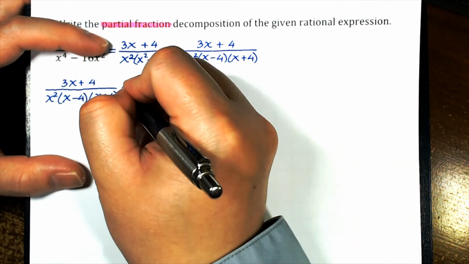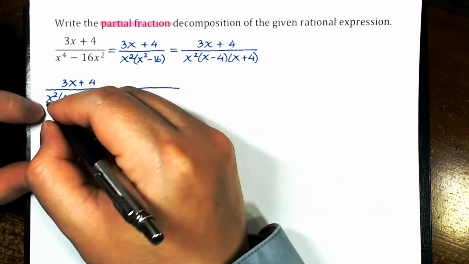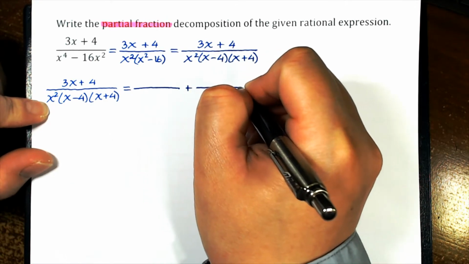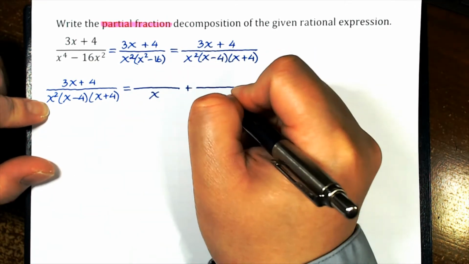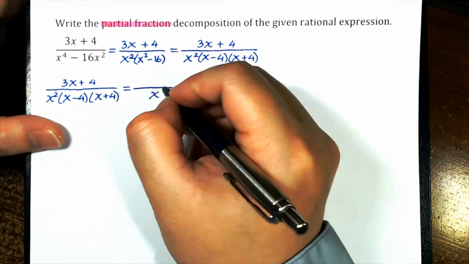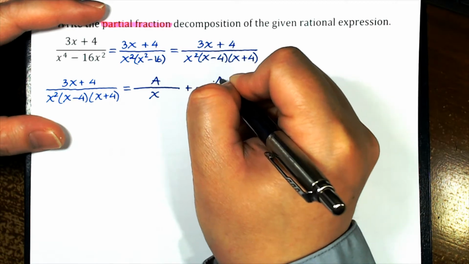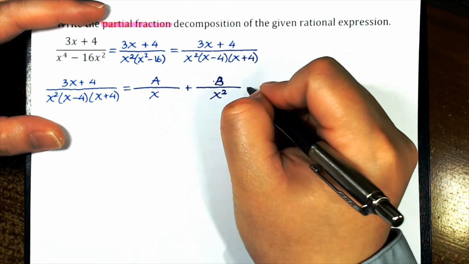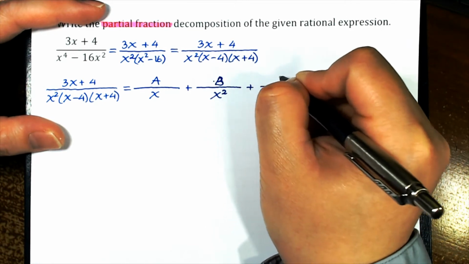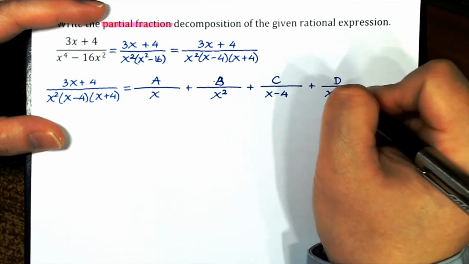And on the right hand side, for x squared we could just say ax plus b on the top, but we can also use the repeated factor of x, so we say a over x and then b over x squared at the bottom. On the top, the degree must be less than the factor, so for a linear factor we just have a constant. Then we have c over x minus 4, and d over x plus 4.